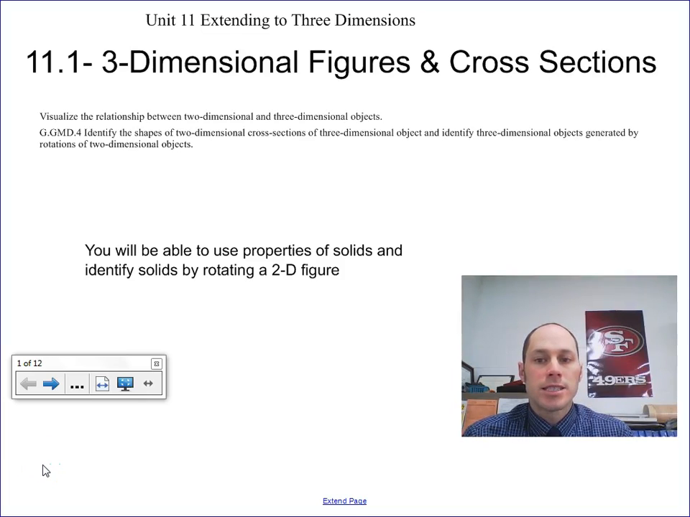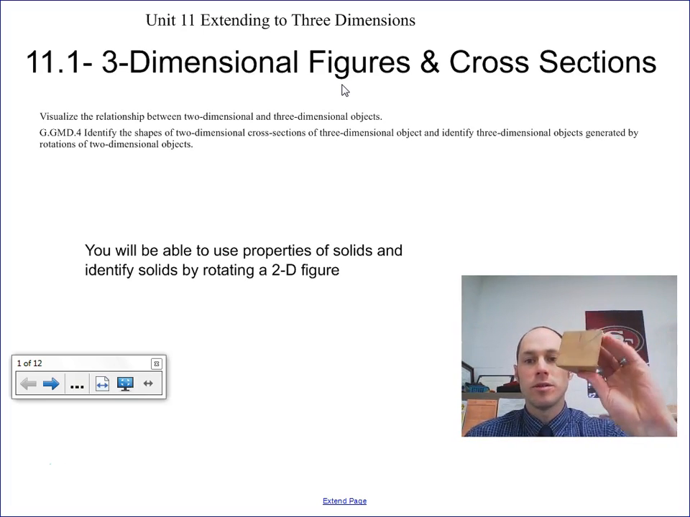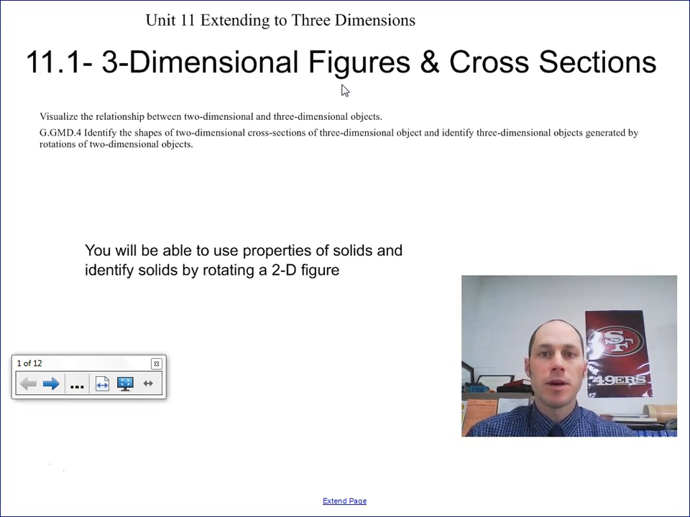Let's begin our unit on extending to three dimensions. We're going to take a look today at three-dimensional figures, such as a prism, a sphere. We'll talk about cones. We'll also talk about pyramids, all those good three-dimensional figures. We'll also talk about how to find what their cross-sections are. And cross-sections will help us as we start to figure out volumes and surface areas.